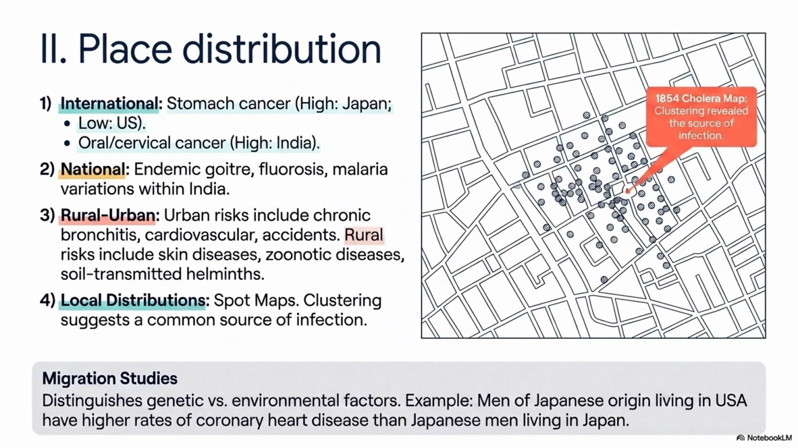So these Japanese persons who are living in the USA have higher rates of coronary heart disease. Why? This is not due to a genetic effect, because these two persons have the same genetic origin. But this is due to environmental effects. So this higher rate of coronary heart disease is due to environmental factors rather than genetic effect.